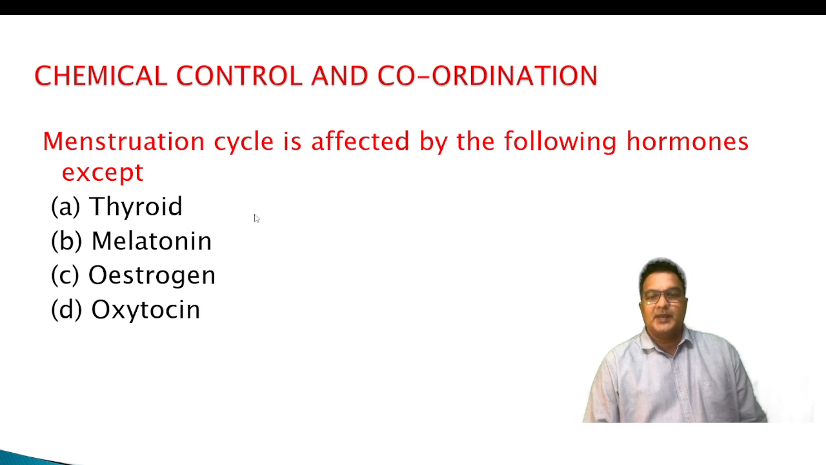The menstruation cycle is affected by the following hormones except: thyroid, melatonin, estrogen, oxytocin. Among these, oxytocin is helpful for the contraction of uterine muscles at the end of gestation during parturition. So, excepting oxytocin, the remaining, thyroid, melatonin and estrogen, have their own role in the menstruation cycle.